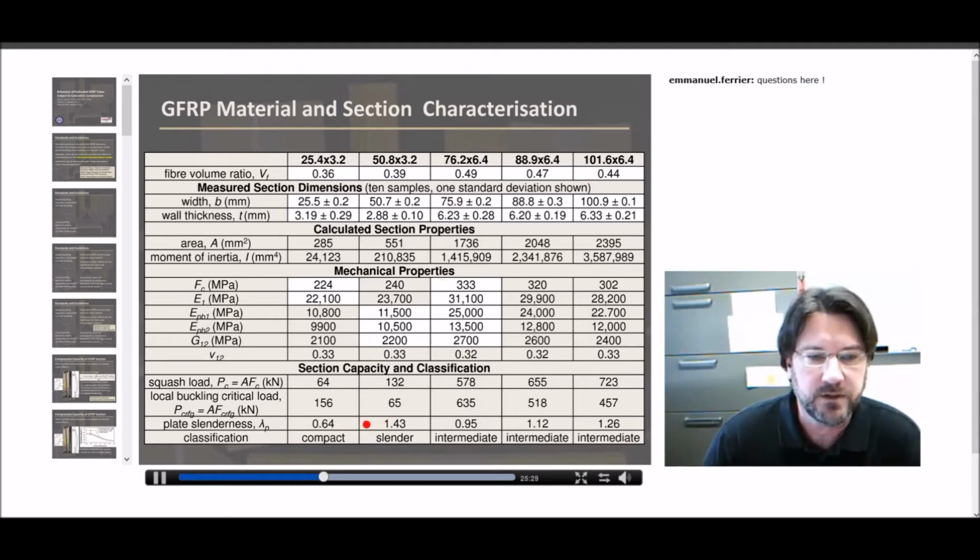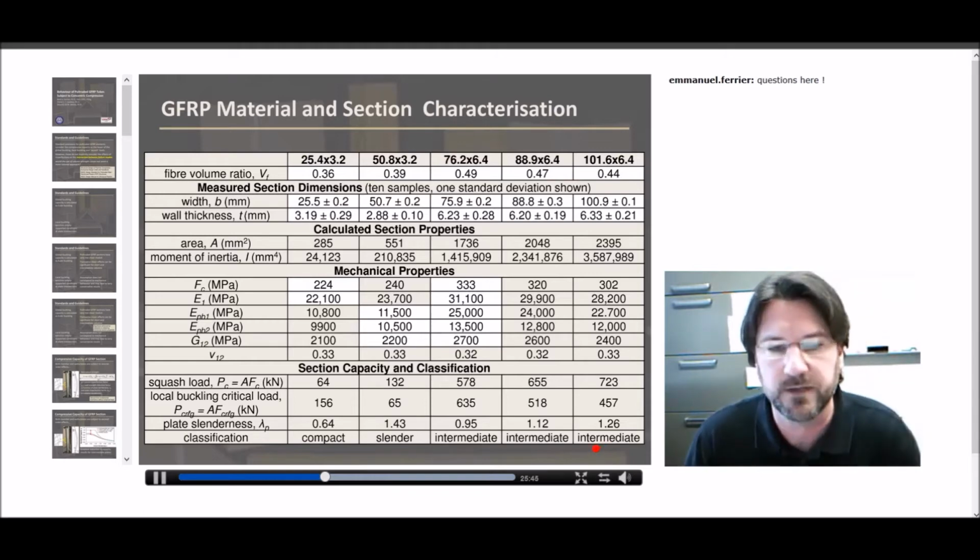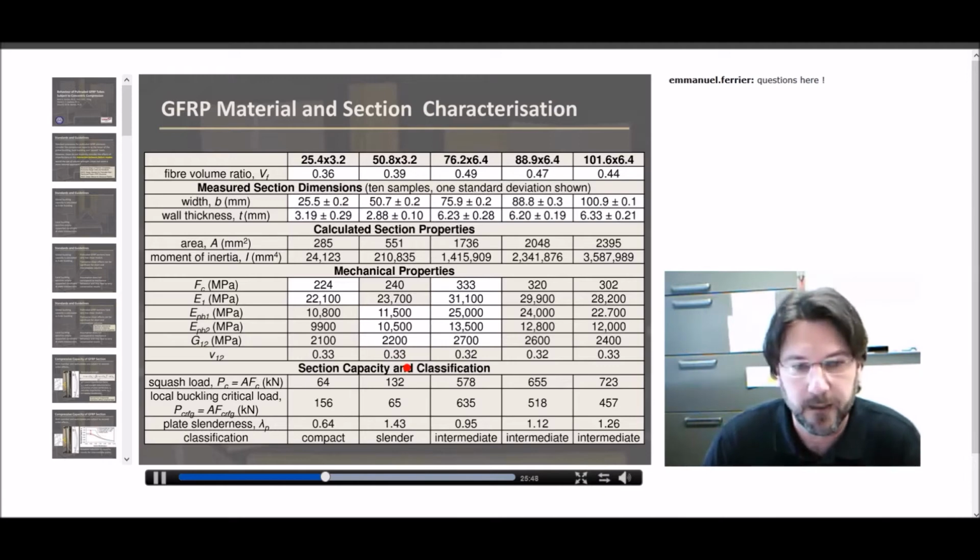From this, we determine our plate slenderness and our classification of these sections along the very bottom here. And so we see that we've got one section that's classified as compact, one that's slender, and 3 that are in the middle, that intermediate case. And that's the one that's really most interesting to us to begin with.